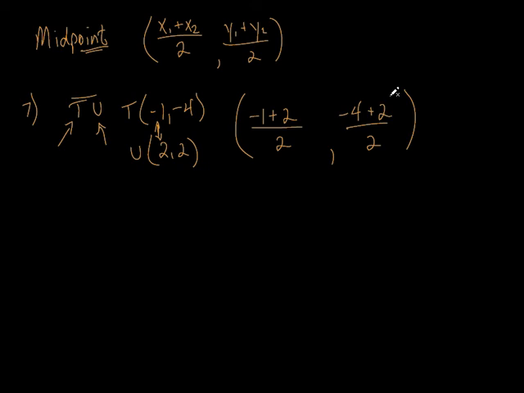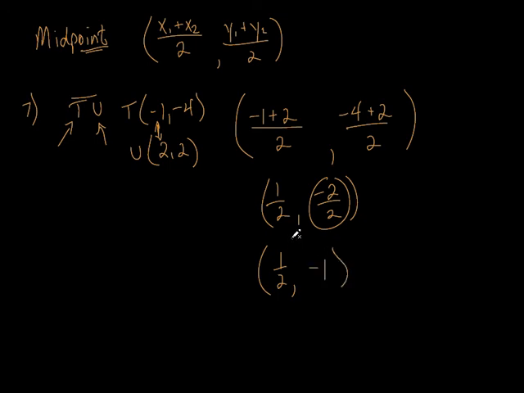And now it's just doing some math, isn't it? -1 plus 2 is 1 over 2. -4 plus 2, what's -4 plus 2? -2 over 2. Do I leave it like that, though? No, because I simplify that thing right there. The 1/2 won't simplify, but this will. -2 over 2 is not 1, but -1. That's your answer right there. Really couldn't be much easier than that.